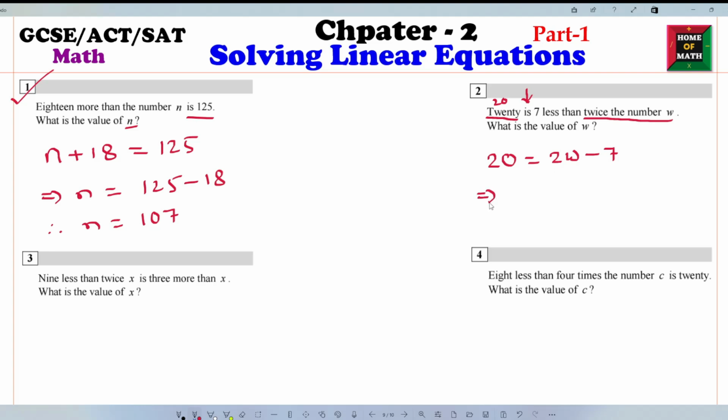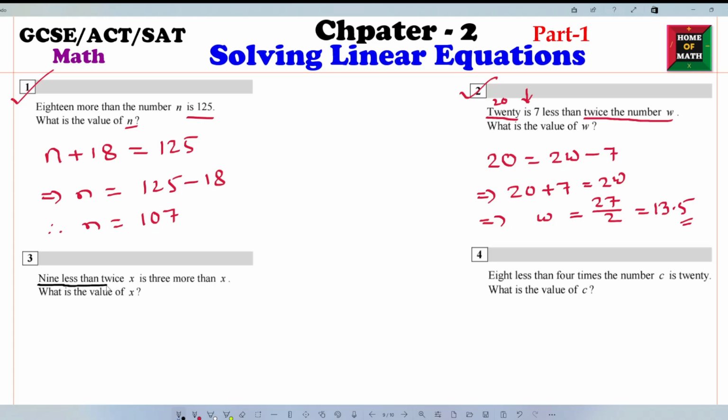We can write it like this: 20 plus 7 equals 2w. So w equals 20 plus 7, which is 27, divided by 2. So our answer is 13.5. Okay, clear? Number 1 and 2 done. Number 3.